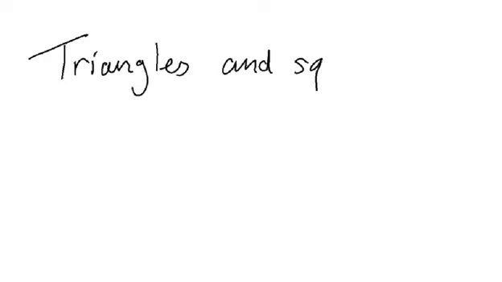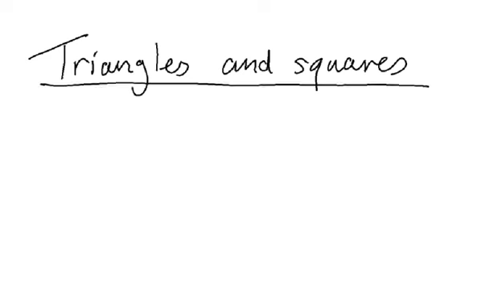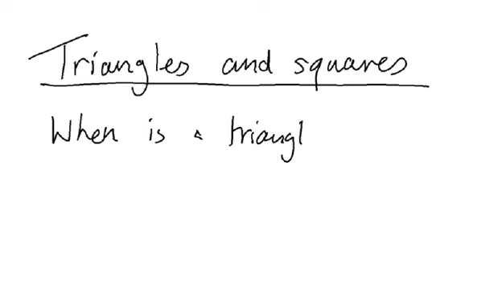Now, I thought what I'd like to do today is look at the idea of triangles and squares. And you can ask yourself, well, that sounds very boring. But I'm going to ask a silly question. When is a triangle a square? And, well, that sounds an even sillier question. Triangles have three sides, squares have four sides. Ah, but then perhaps I'll nail it down a bit.